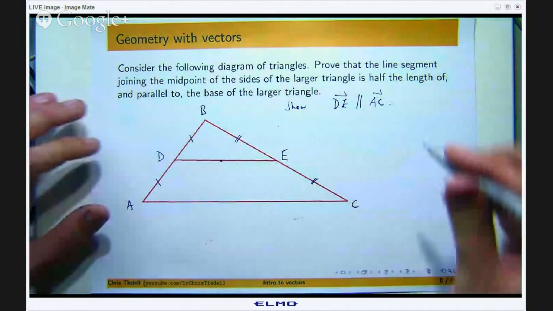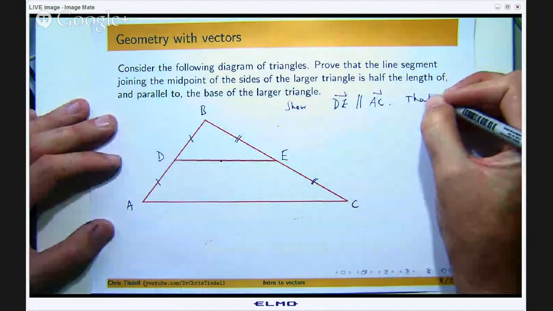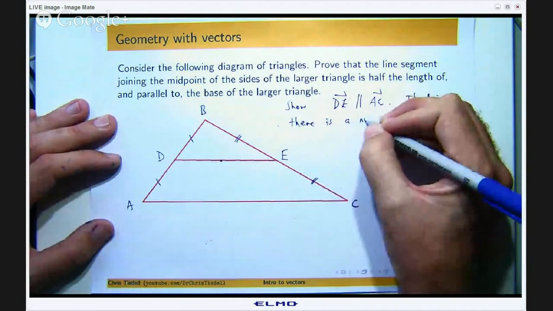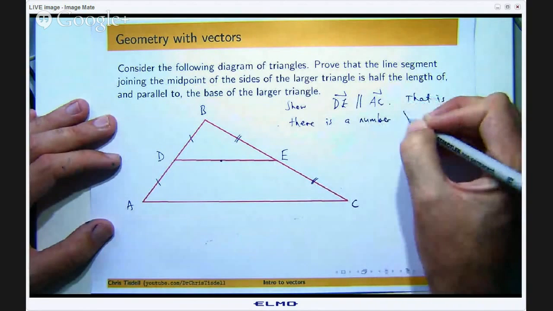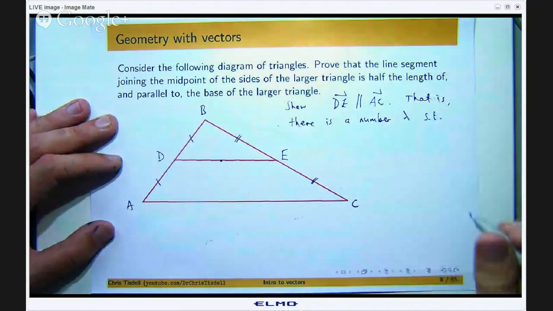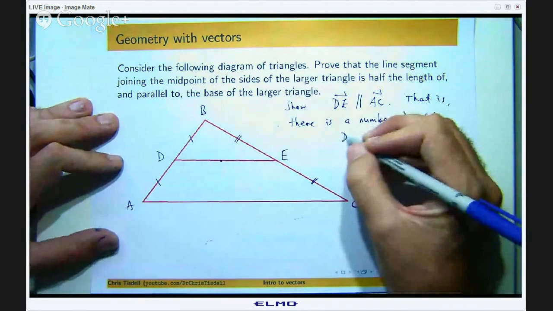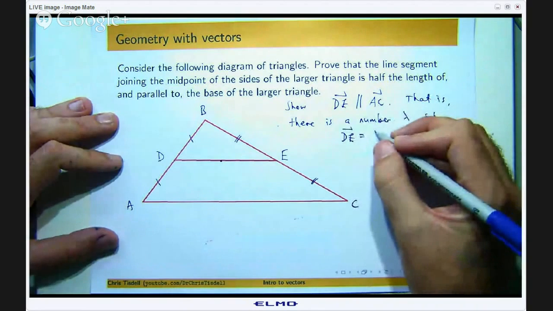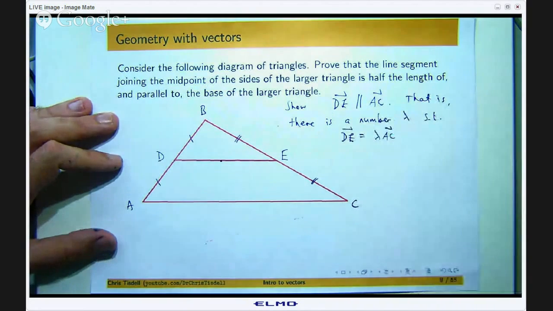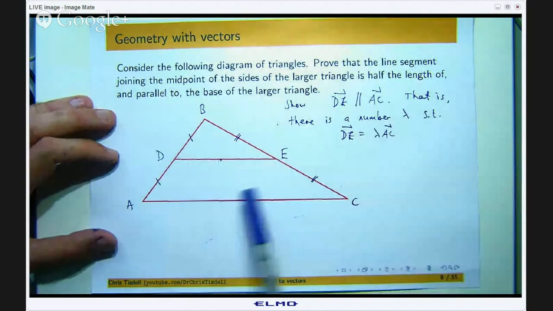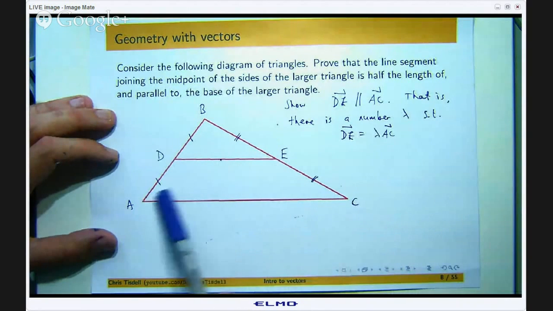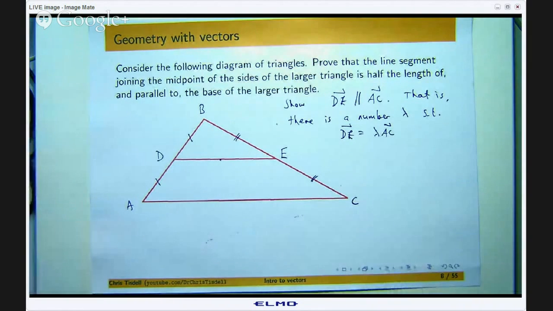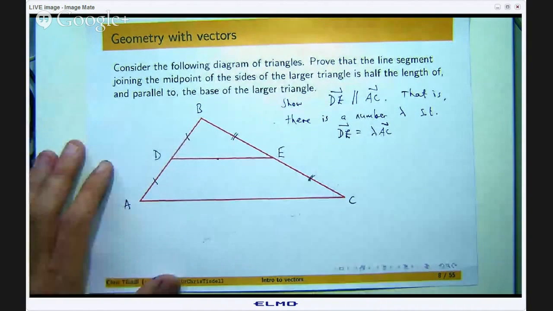Okay, so what does that mean? That is, there is a number or scalar lambda such that DE equals lambda AC. And you can see from the drawing, since DE is smaller than AC, we would expect that the lambda here would be between 0 and 1, because you would compress AC down to get DE.